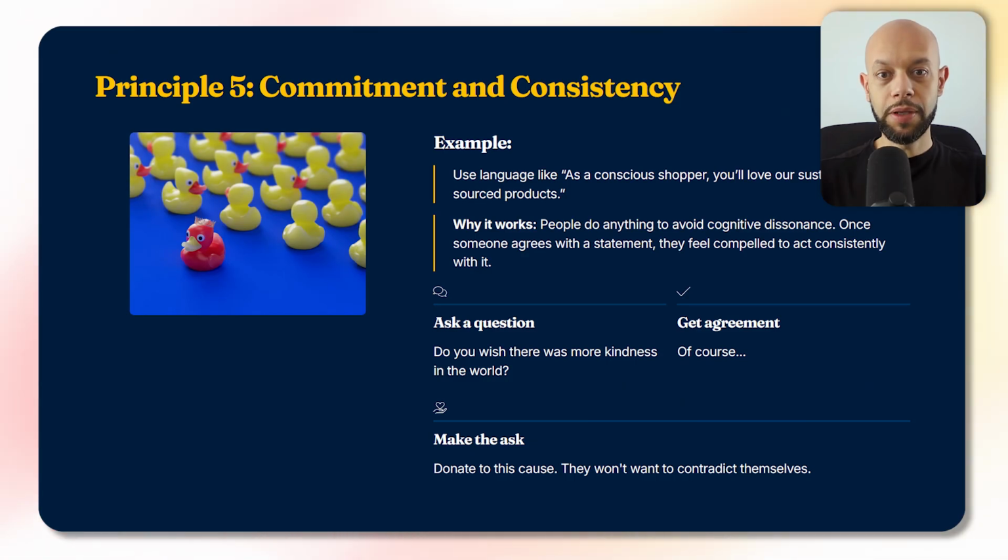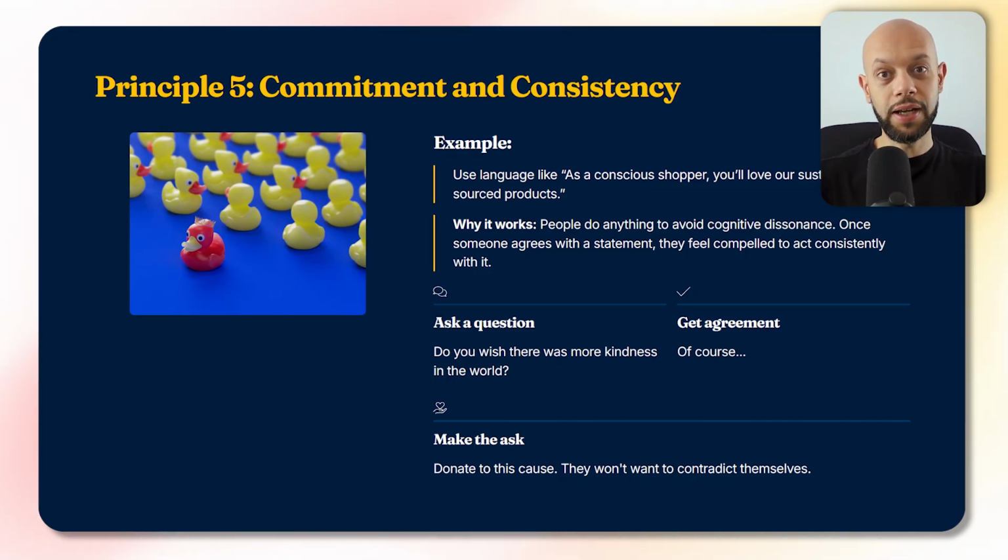The first one is commitment and consistency. As an example, you can use language like, "As a conscious shopper, you'll love our sustainably sourced products." And the reason it works is that people do anything to avoid cognitive dissonance. This is actually the same principle that those people on the street use when they come to you and ask you a question that they are 99% sure you're going to say yes to. They say, for example, do you like dogs or do you care about animals? And then they go through the conversation. At the end, if they ask you for a donation to their dog shelter, you're going to feel very icky if you don't donate because you already agreed and said that you like dogs. People will do anything to avoid cognitive dissonance.